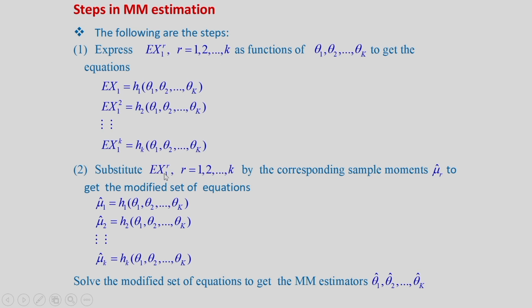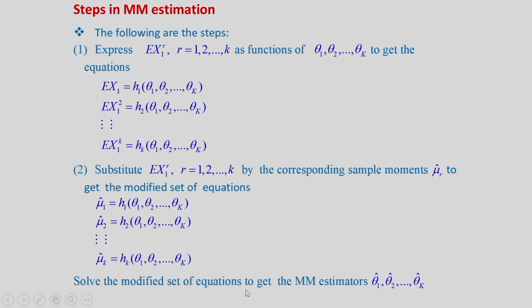Now substitute E of x1 to the power r, that is the rth moment, by the corresponding rth sample moment to get the modified set of equations. Now we will substitute E of x1 by mu1 hat, E of x1 square by mu2 hat, and so on up to E of x1 to the power k, which we will substitute by mu k hat. Now again we have k equations, but this time it is in terms of the sample moments.